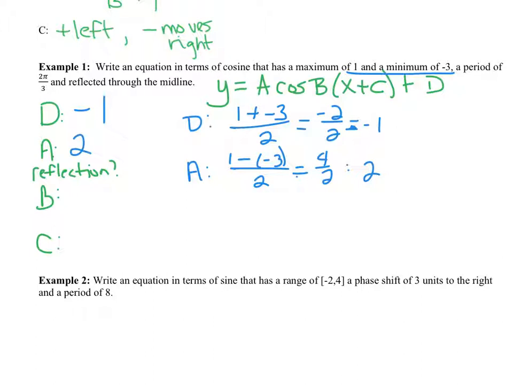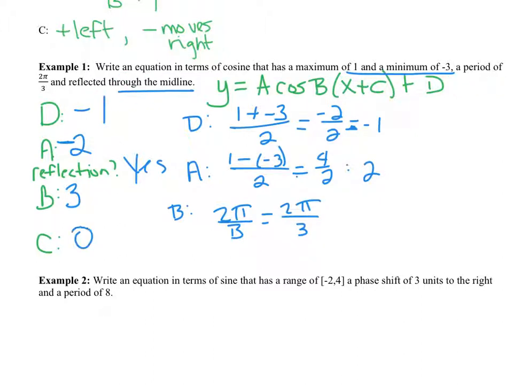Then you ask, was there a reflection? Yes, there was a reflection, so A becomes negative. Then our B: it says it is a period of 2 pi over 3. So to figure out my B, I said 2 pi over B equals 2 pi over 3. Generally we cross multiply and solve, but the 2 pi's are on the top, so in order to make this equal, I have to have a 3 on the bottom. So B is 3. And then C is any movement left or right. When I read this, I don't see any movement left or right, so this would be 0.